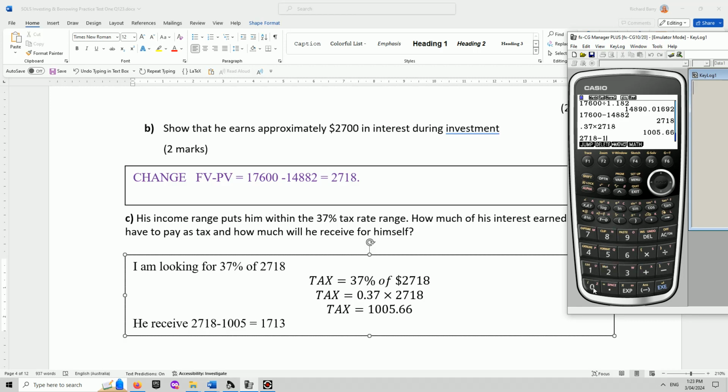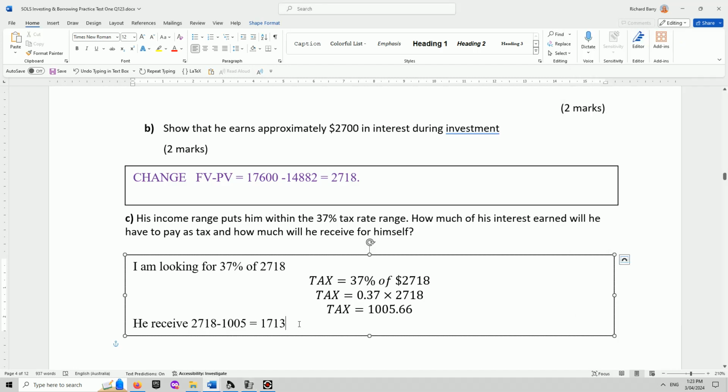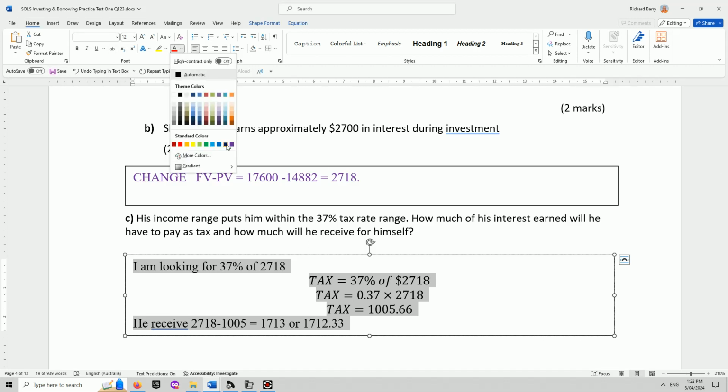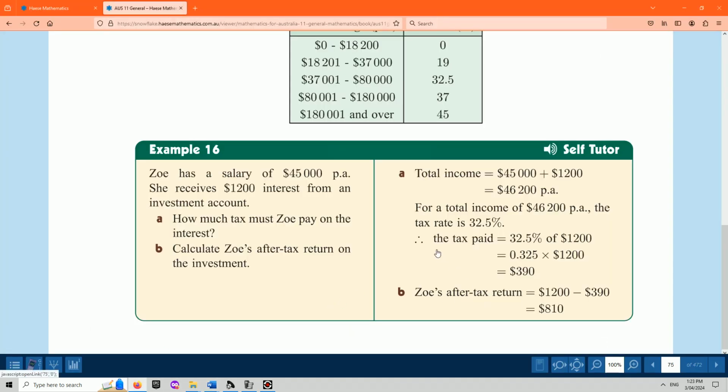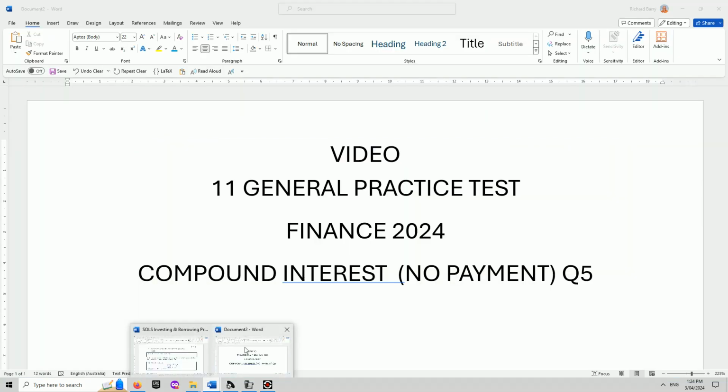2718 take 1005.66 is 1712.33. Okay, so that's a tax question. That's about as far as we're going with tax. There's a lot more involved with tax, but let's just add it on as a step, like in the book examples. Okay, I think that's a wrap for this question.